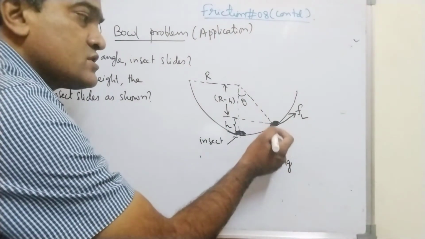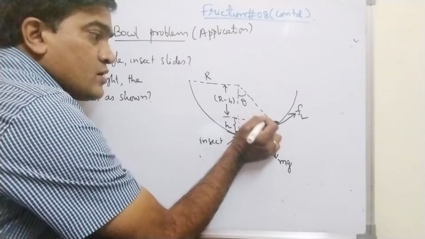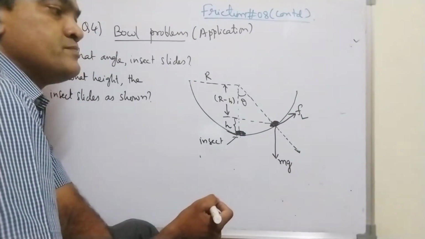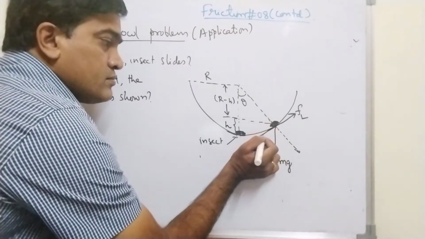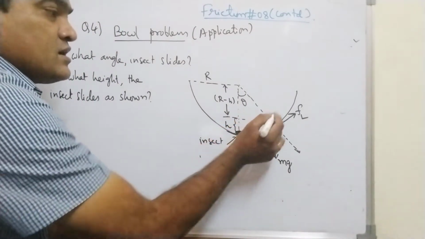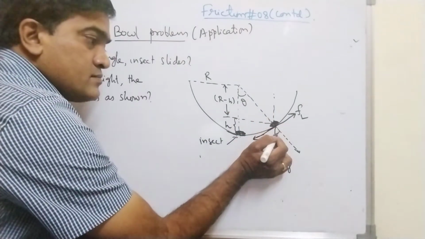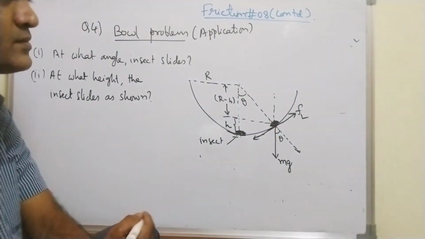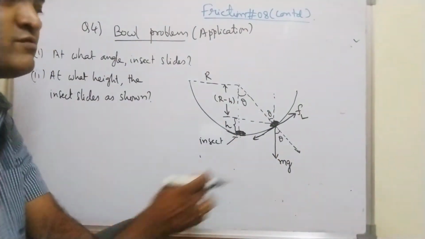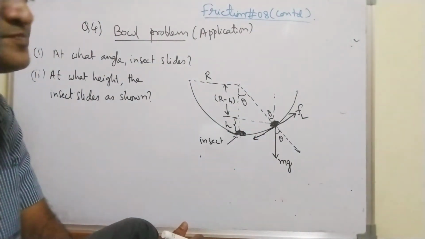Now this mg is resolved into two components. One is normal to, or perpendicular to, the surface of the bowl, and the other one is along the bowl, or parallel to the surface of the bowl. If this angle is theta, this will be theta, then this will be theta. This angle is also theta. This angle also becomes theta, is it not? If this is theta, this will be theta, vertically opposite angles. And these two are interior alternate angles.